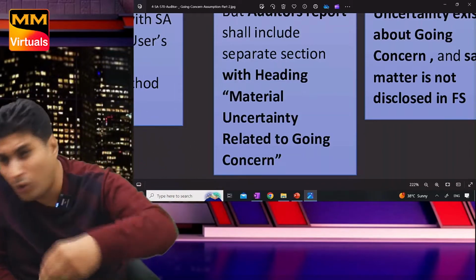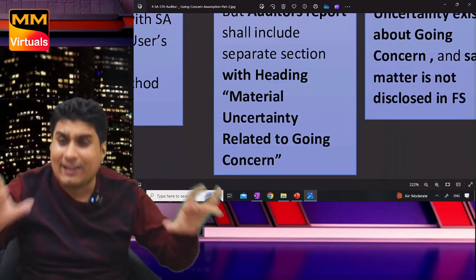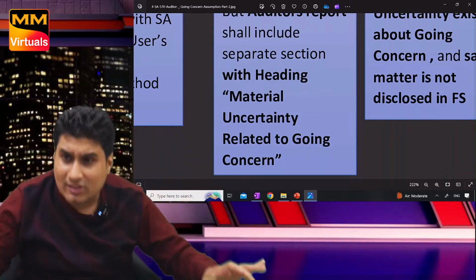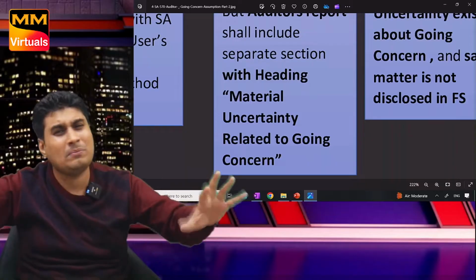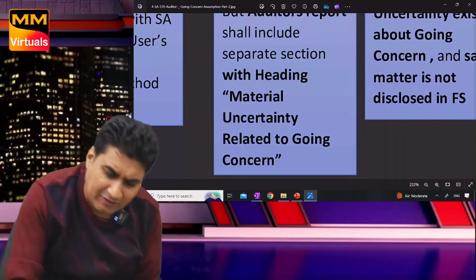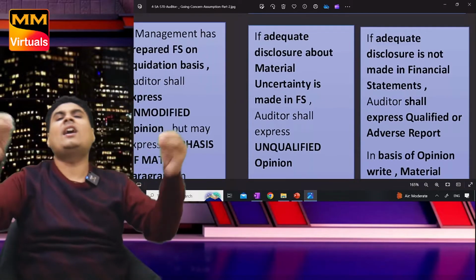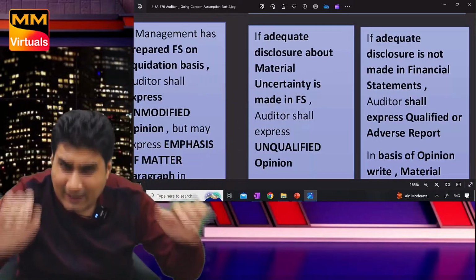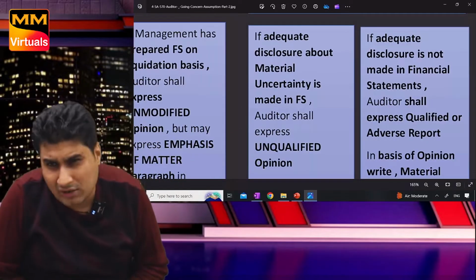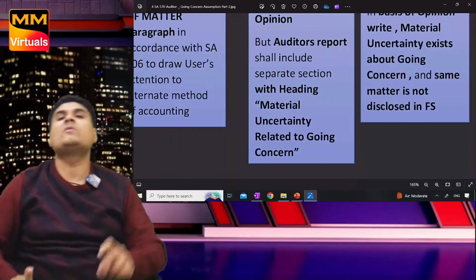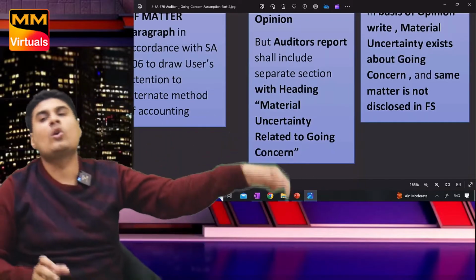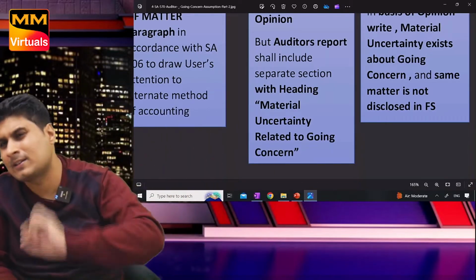So if going concern is valid, but there's material uncertainty, and they write in the financial statements in the notes to accounts that material uncertainty is there, then we will give an unqualified report. But in the auditor's report, we will write under going concern: valid, but material uncertainty exists.